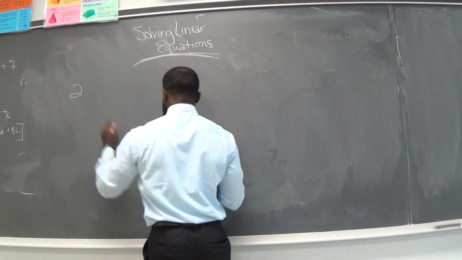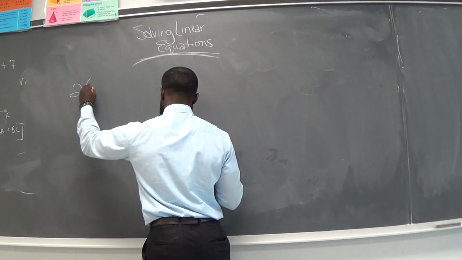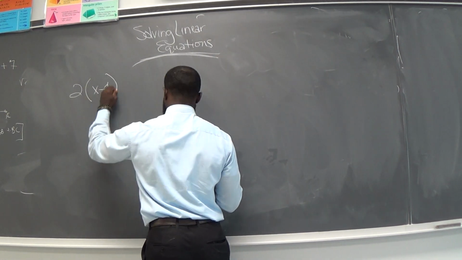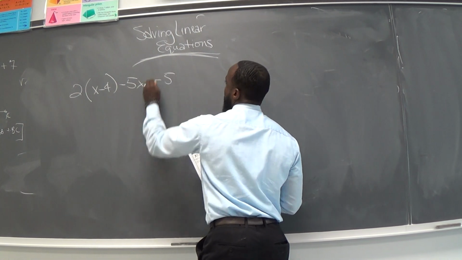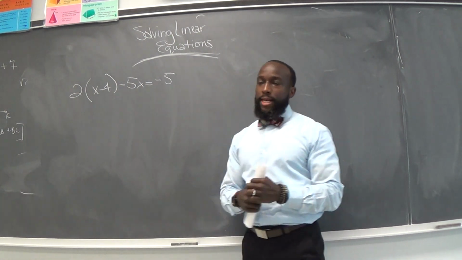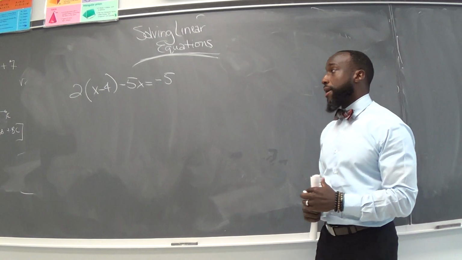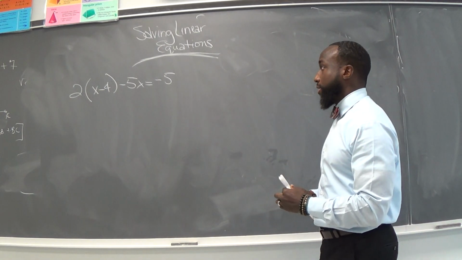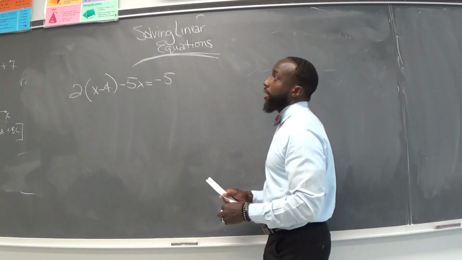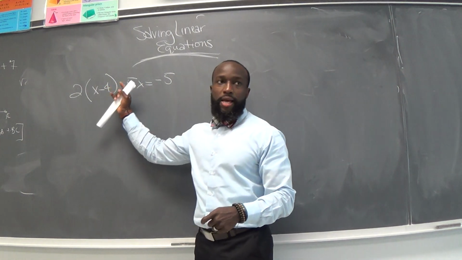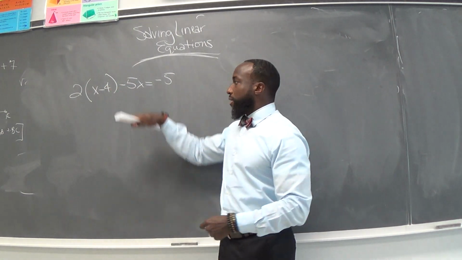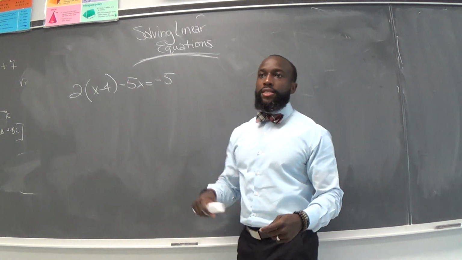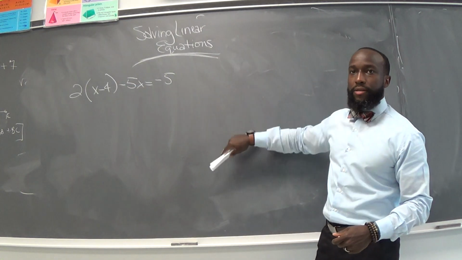Let's look at this problem here. 2 times the quantity of x minus 4 minus 5x equals negative 5. Like I said before, over the years, one of my co-teachers taught me that the best way to teach how to do these type of things is to list steps, right? All of these numbers here won't make sense unless you got these steps here, all right?